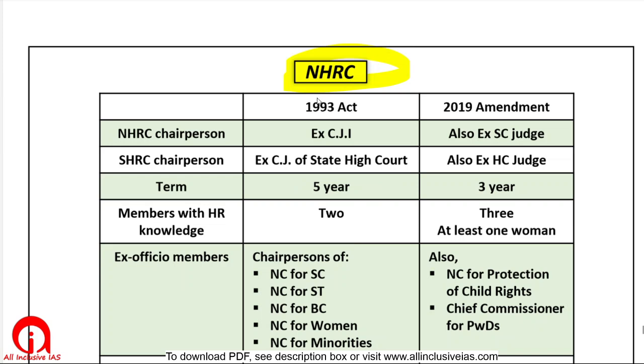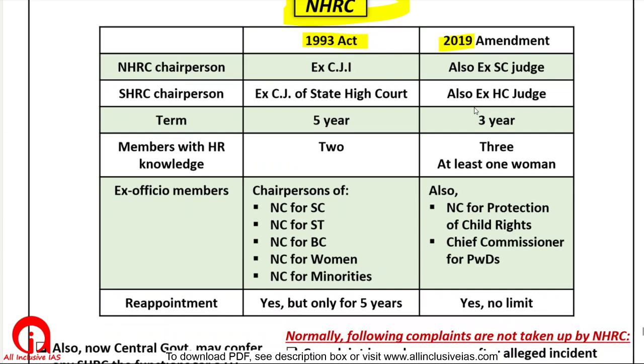NHRC. The NHRC Act 1993 was amended by the government in 2019. Some basic changes were made, not very important for the exam. For the NHRC chairperson, earlier only a retired Chief Justice of India was allowed. Now any retired Supreme Court judge can be made NHRC chairperson. Similarly, we have the State Human Rights Commission. There also an ex-High Court judge can be made its chairperson. The term earlier was 5 years, now it's 3 years. Members with human rights knowledge, earlier 2, now 3. Out of those 3, at least 1 should be a woman. Okay, ex-officio chairpersons.